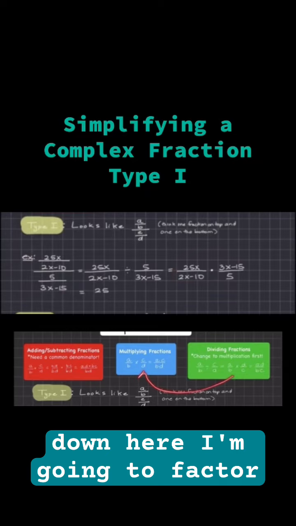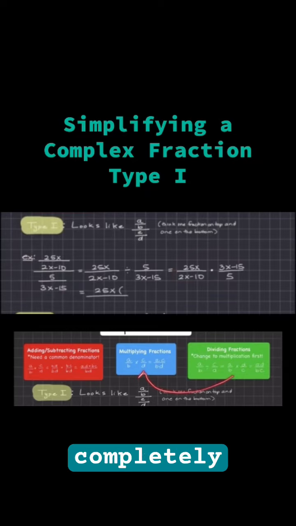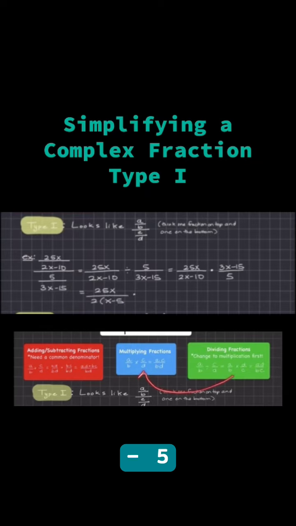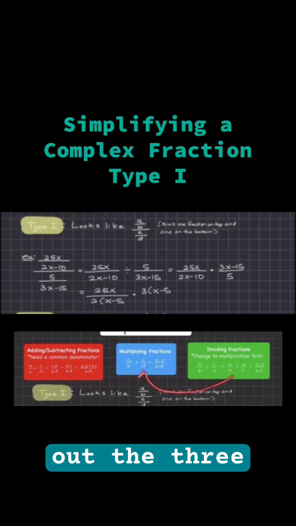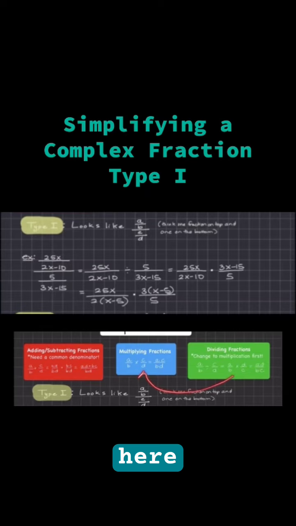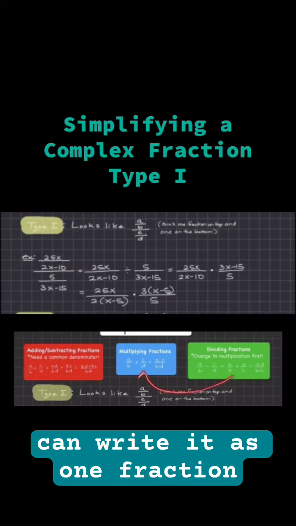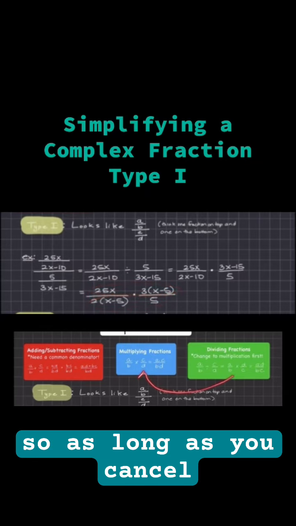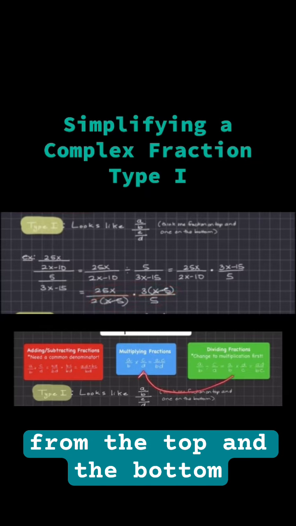I'm going to factor everything completely. So this is going to be over a 2 times the x minus 5. And then here we're going to factor out the 3. And then we have a 5 here. Okay. Now, remember, you can write it as one fraction. So you can think of this as one numerator and one denominator. So as long as you cancel from the top and the bottom, we can do it like this.